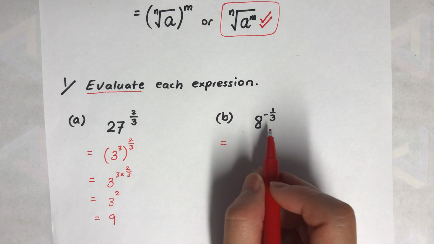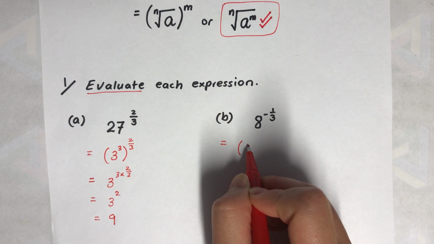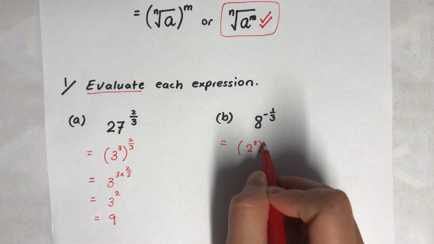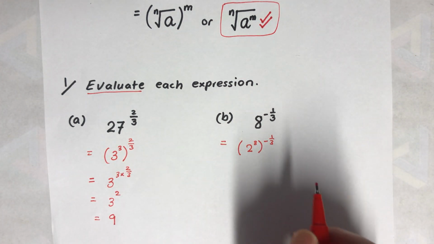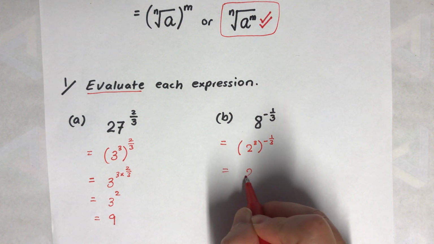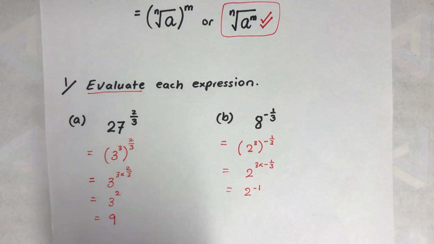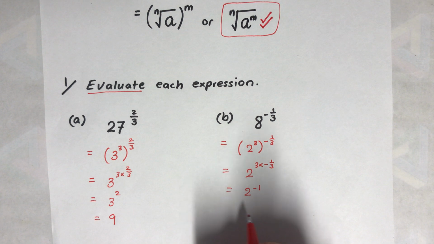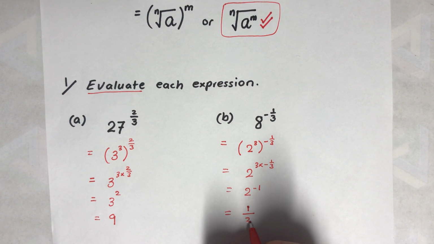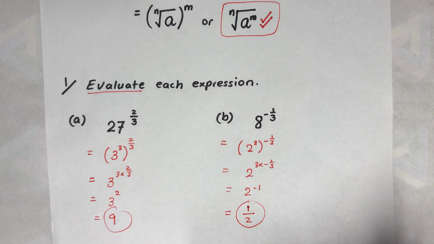Okay, let's have a look at this. Before I deal with the negative power, I'm going to do something about the 8. My 8 is 2 to the power of 3, because 2 times 2 times 2 is 8. And I'll go 2 to the power of 3 times 1 over 3. That will give me, because 3 times 1/3 is 1, 2 to the power of negative 1. So it'll be 1 over 2. That's not too bad.